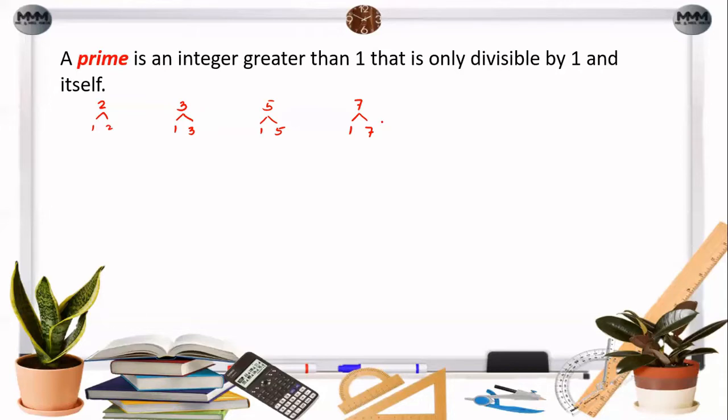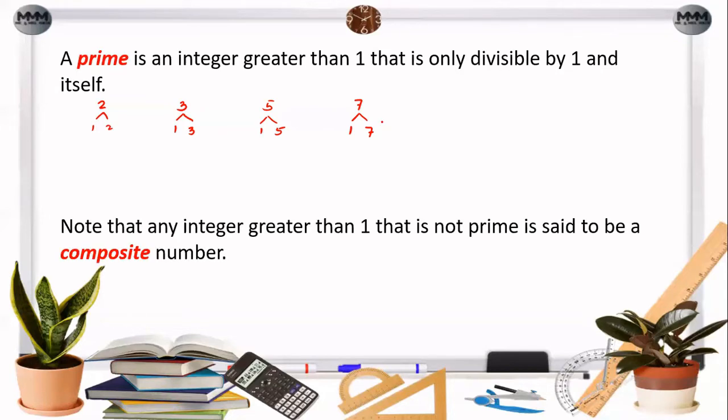Okay? Now let's have here a term: if a number, or any integer greater than 1, is not prime, we call it a composite number. In other words, a composite number has factors other than 1 and itself. That is, it has 3 or more factors.